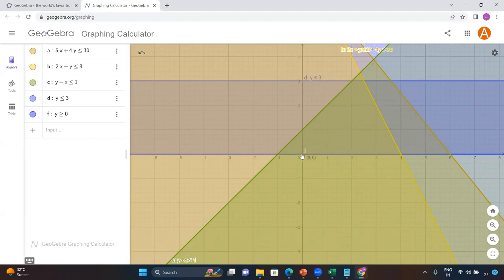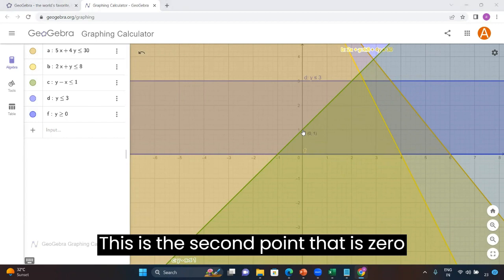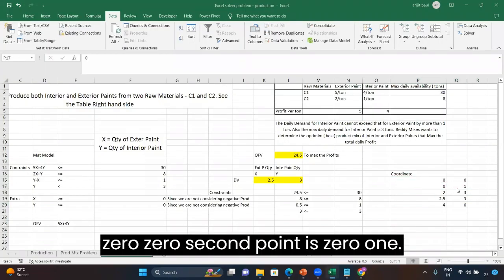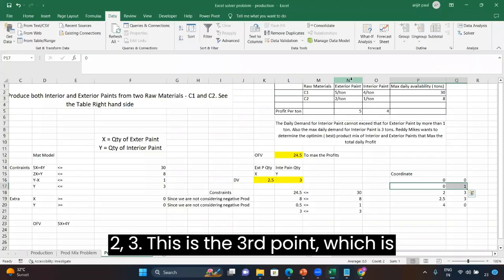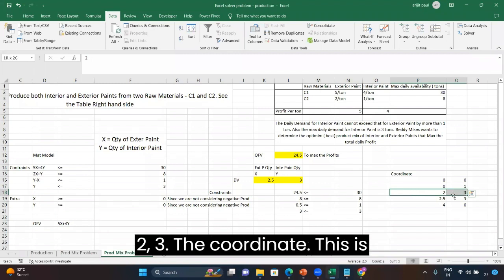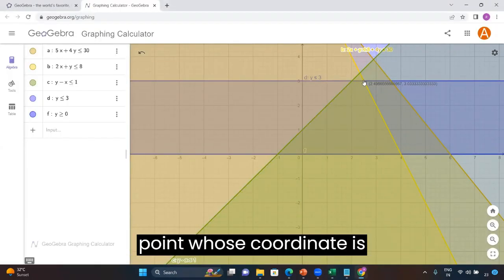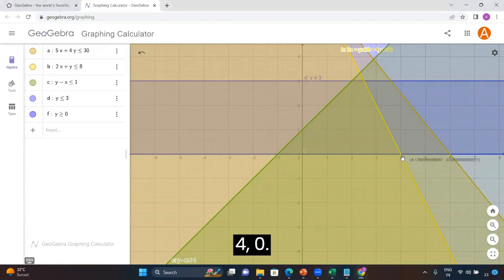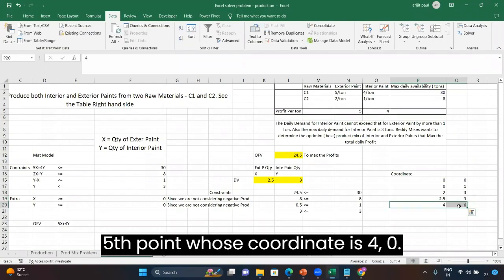The first point is 0, 0. The second point is 0, 1. The third point is 2, 3. The fourth one is 2.5, 3. And the fifth point has the coordinate 4, 0.